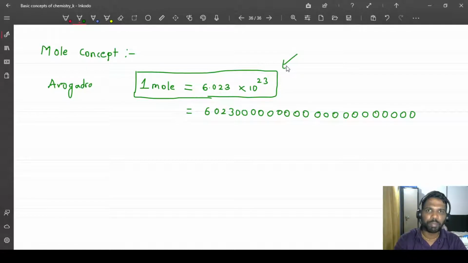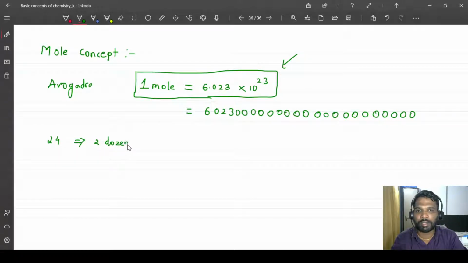Like, I'll give you a simple example. If you want to buy 12 bananas, we will say give me just one dozen bananas, or for 24 bananas, we will say two dozen bananas, right? 24 means two dozen. The calculation is becoming just two units. Instead of writing 24, I am writing two. Instead of writing 12, I am just writing one, right?